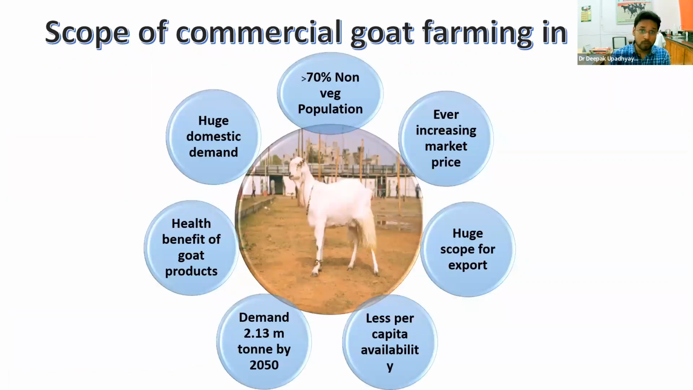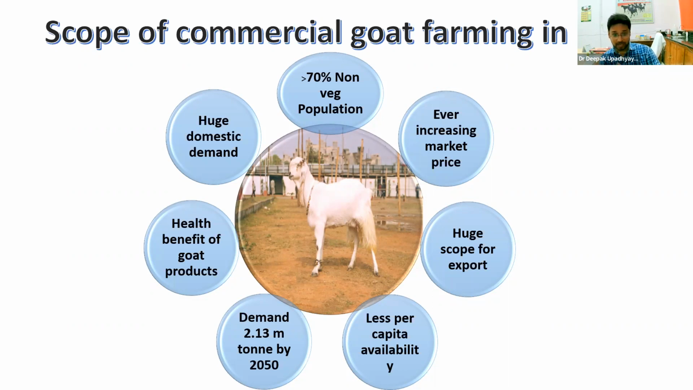There is a scope of commercial goat farming in India because we have more than 70% non-vegetarian population and ever-increasing market prices. Goat meat is being sold at 600 to 1000 rupees a kg. There is huge scope for export also. In some parts of our country, like the southern region, goat meat is being exported. There is also less per capita availability.